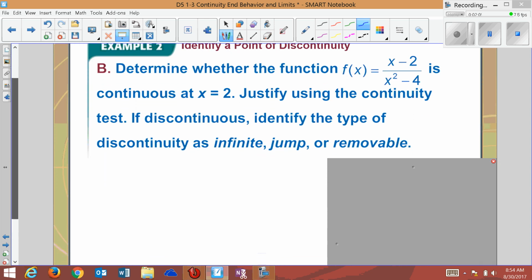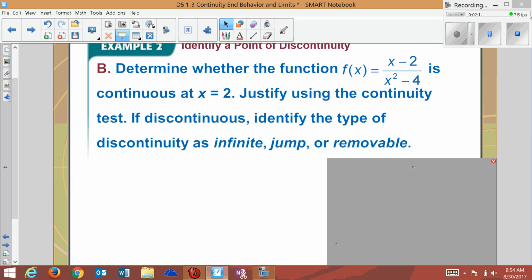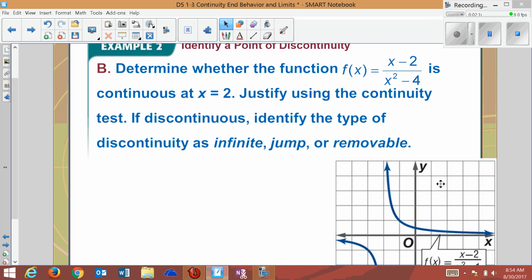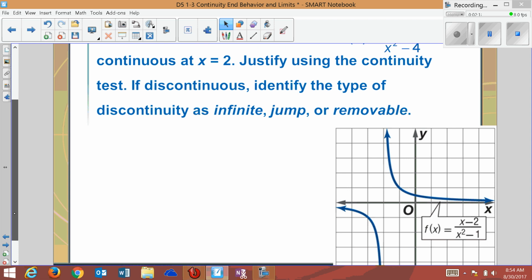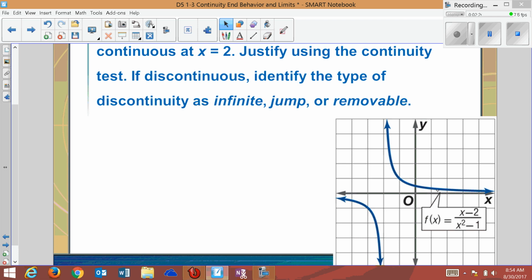This time, same type of problem, but on example B here, we have a different equation. So we want to know if it's continuous at x equals 2. Let's look at the graph here. On the graph, at x equals 2, it appears to be continuous. There's x equals 2, and it appears to be continuous. However, we need to test this. So the way to test, again, is you plug into the equation.